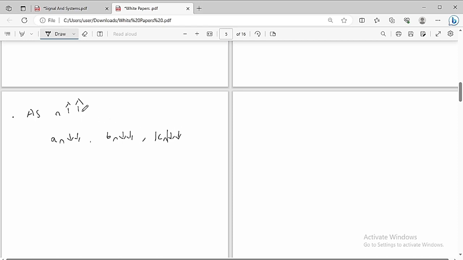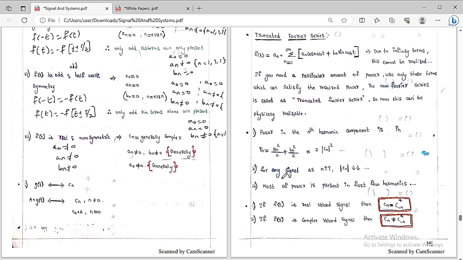So as the value of n increases, the value of the Fourier series coefficients is going to decrease. Either the trigonometric Fourier series coefficients or the exponential Fourier series coefficients, their magnitudes are going to decrease. So we can say for any periodic signal, as the value of n increases, the magnitude of the Fourier series coefficients is going to decrease. And most of the power is going to be present only in the first few harmonics.